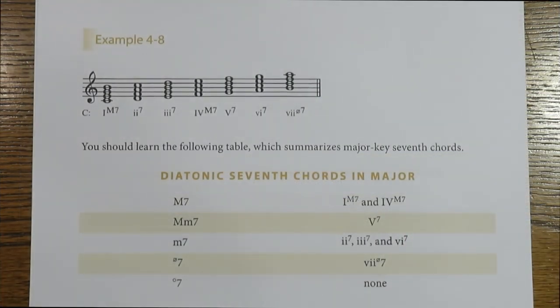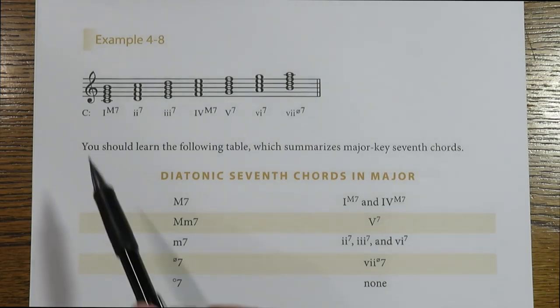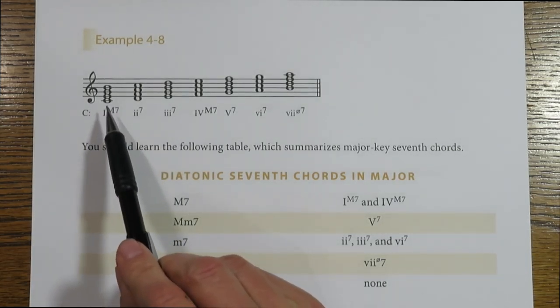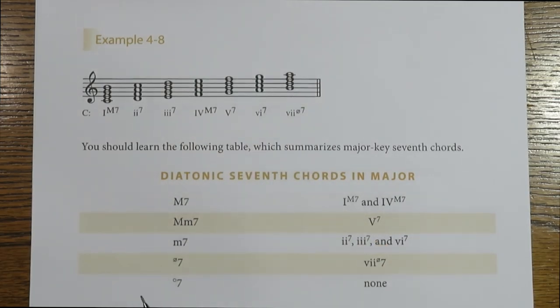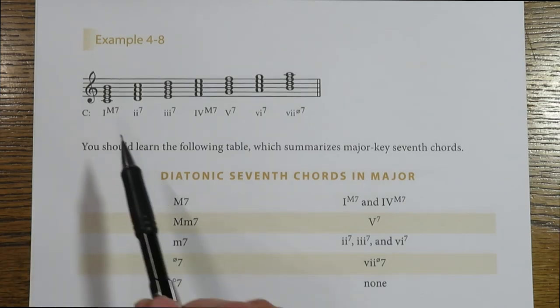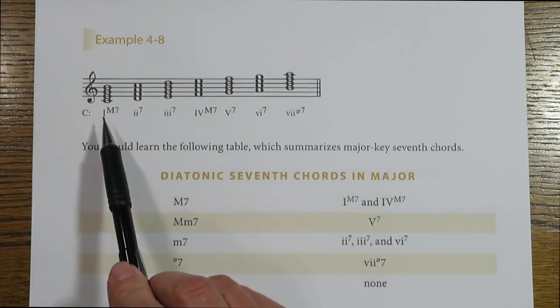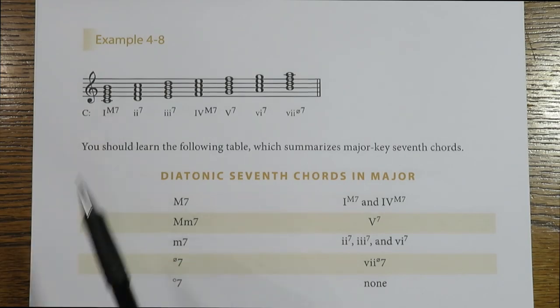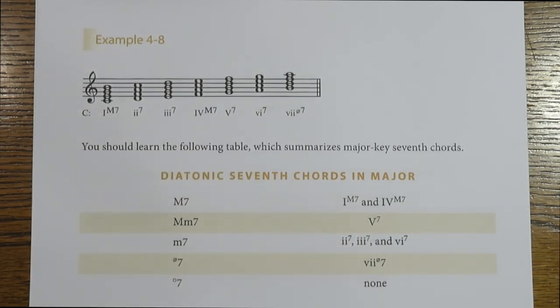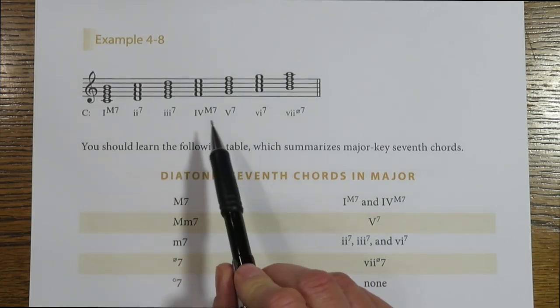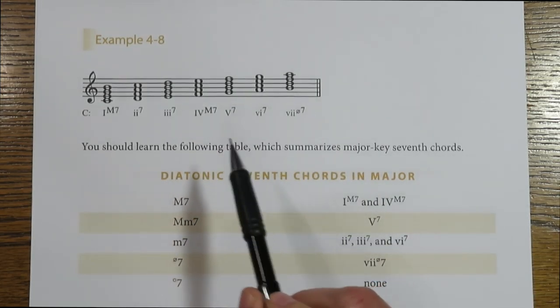Okay, so here is the C major scale, harmonized now in the sevenths, okay? So here's an example of the one major seventh, and then the four major seventh, okay? Those are the only times that you're going to need the M.